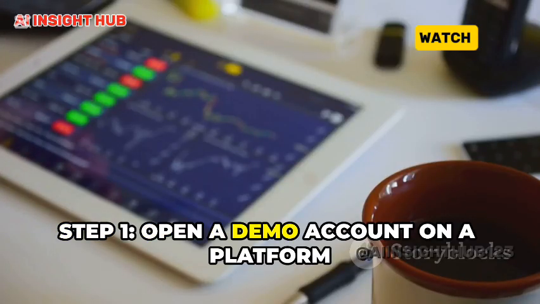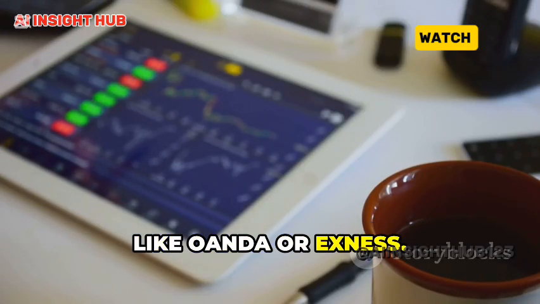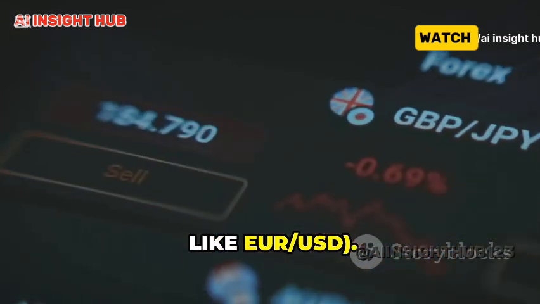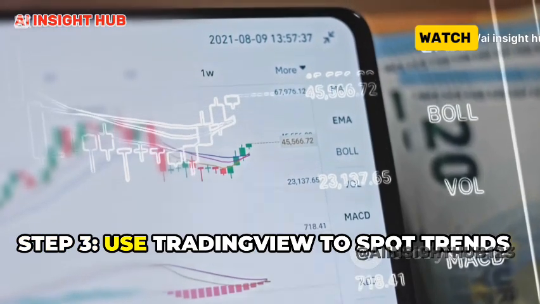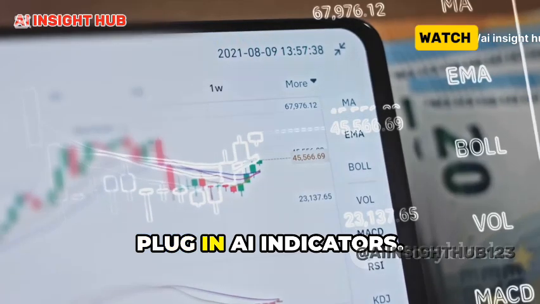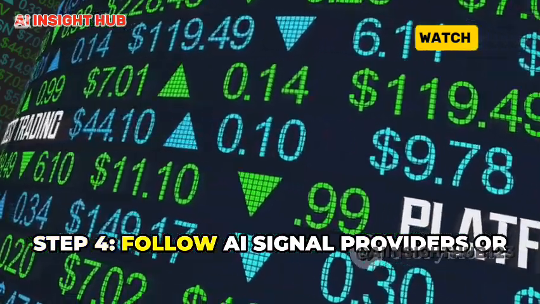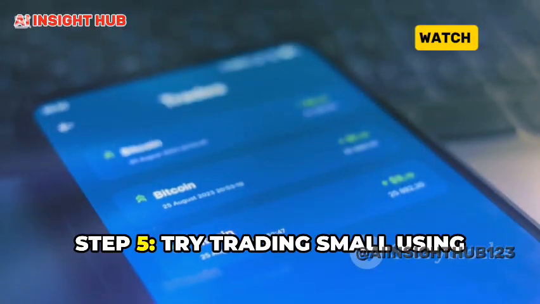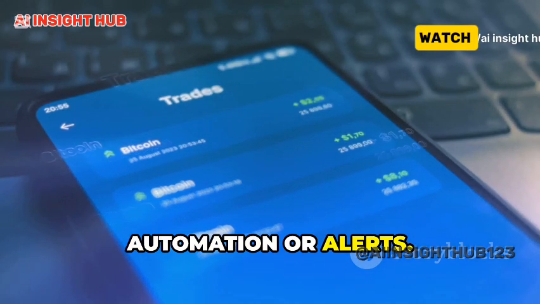Step 1. Open a demo account on a platform like Oanda or Exness. Step 2. Choose a currency pair to watch, like EUR/USD. Step 3. Use TradingView to spot trends. Plug in AI indicators. Step 4. Follow AI signal providers or bots, MyFX Book, ZuluTrade. Step 5. Try trading small using automation or alerts.